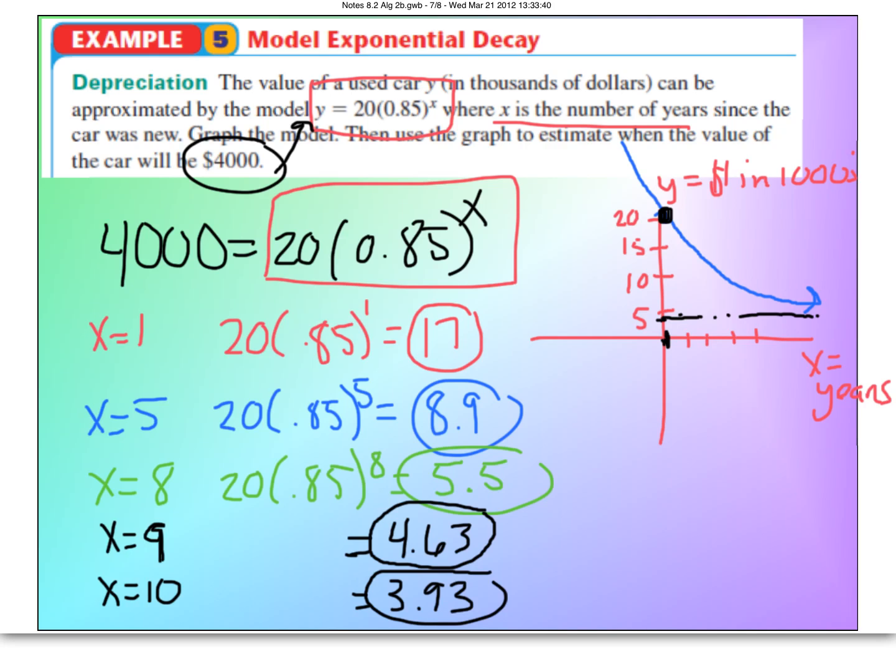Based on this, it's going to be closer to year 10, so you could come back here and say in year 10 is when it's going to be close to being the $4,000.